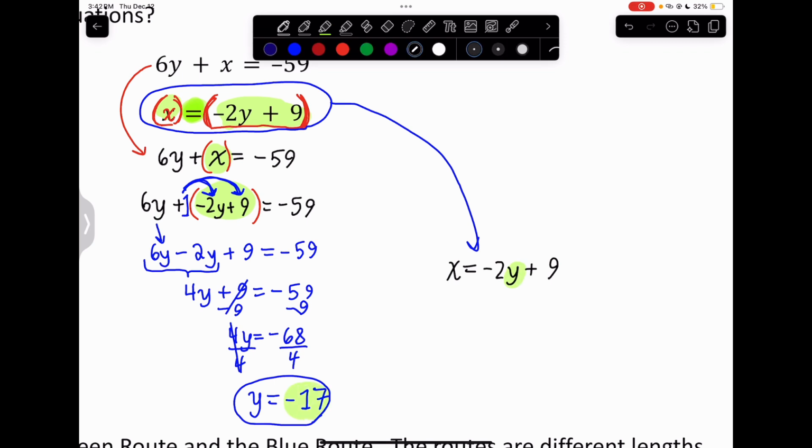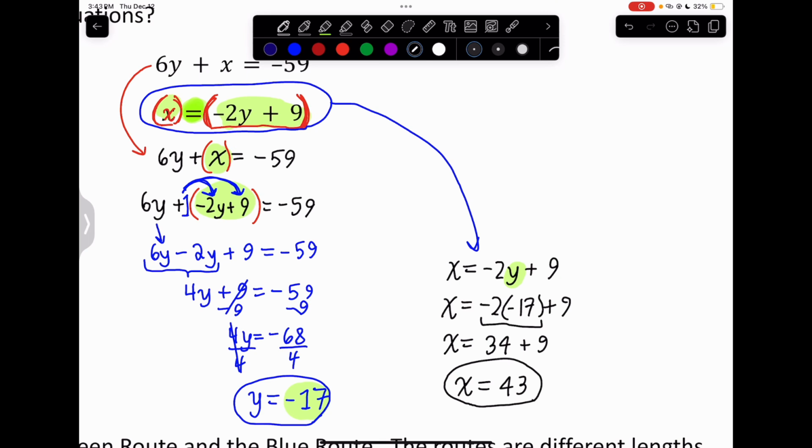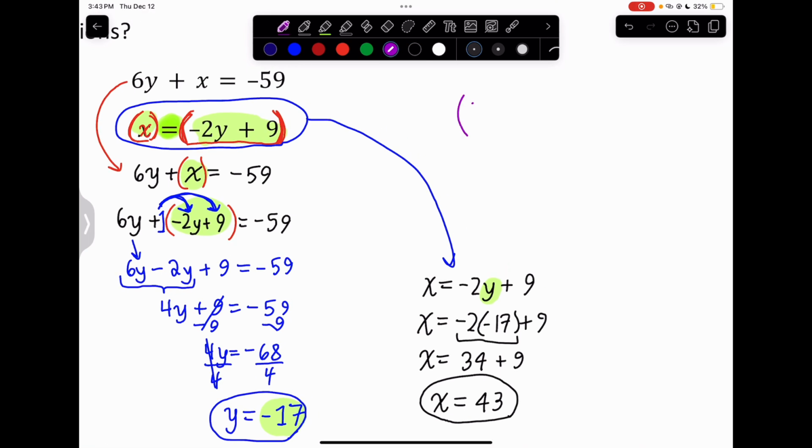So x is really equal to negative 2 times negative 17 plus 9. So that means that x is equal to 34 plus 9. So x must be equal to 43. Amazing. So my solution is 43, comma, negative 17.